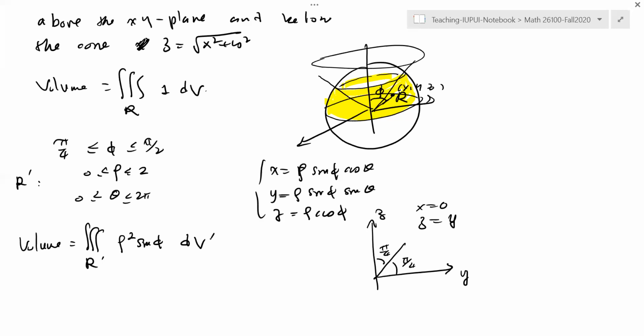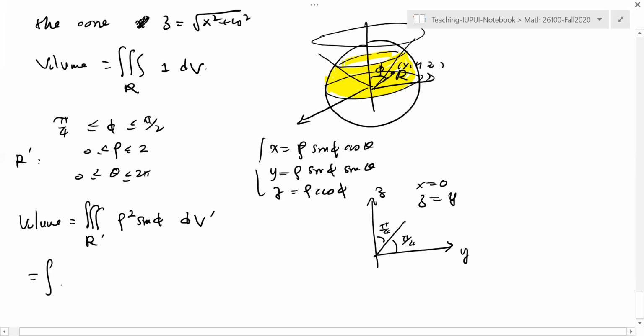So now, it's a box, right? R prime is a box, so it's easy to write down this integral, and it doesn't matter which one is first for the box. Okay, so you can say rho is from 0 to 2, theta is from 0 to 2 pi, phi is from pi over 4 to pi over 2.